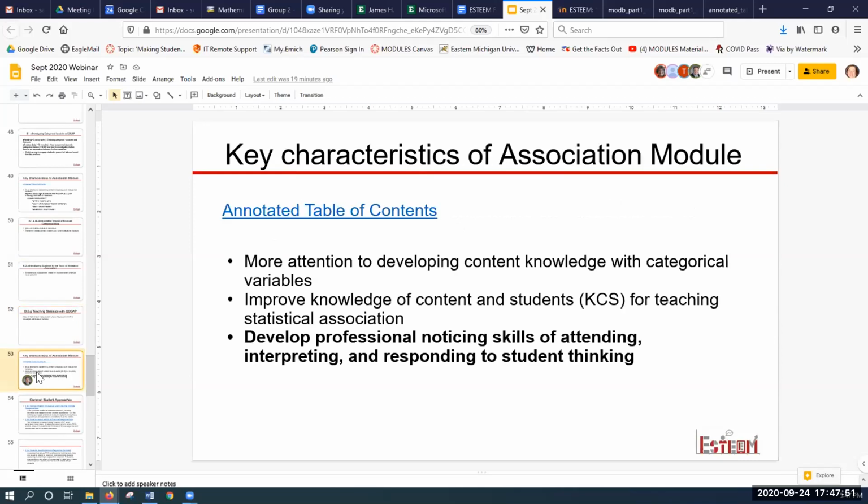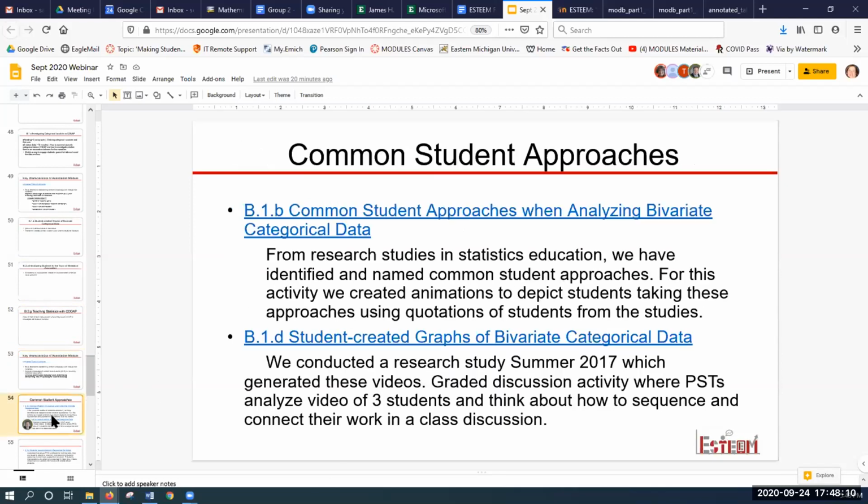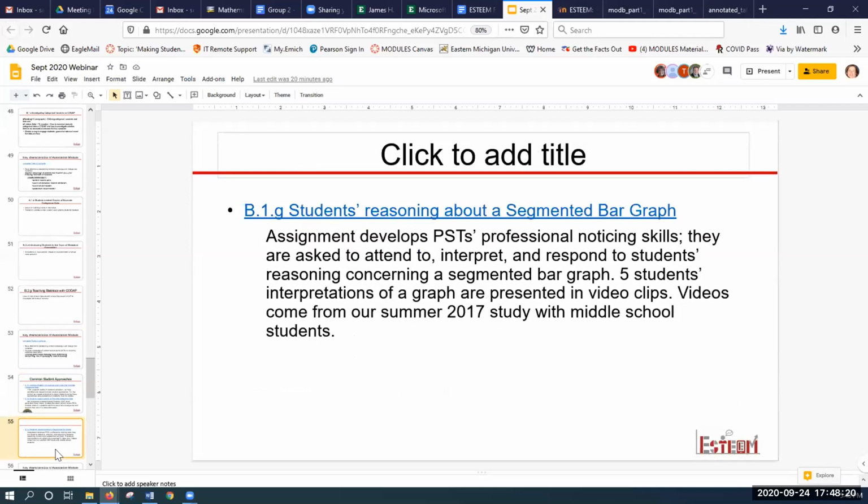We also pay a lot of attention to developing their professional noticing in this module. So those of you familiar with professional noticing of students' mathematical thinking, we are trying to develop their ability to attend to, interpret, and respond to student thinking. So for example, in B.1, where we focus on categorical data, we teach them in B.1, B, and D, what are natural ways that students analyze categorical data. And then as a culminating assignment in B.1G, we ask them to look at some videos where students are trying to make sense of segmented bar graphs.